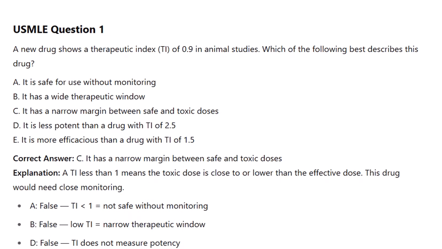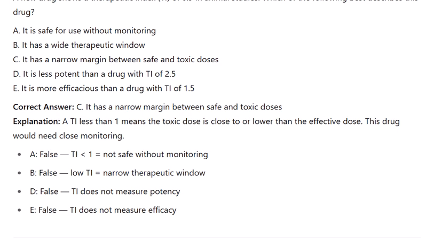Correct answer, C. It has a narrow margin between safe and toxic doses. A TI less than 1 means the toxic dose is close to or lower than the effective dose. This drug would need close monitoring. A. False. TI of 1 equals not safe without monitoring. B. False. Low TI equals narrow therapeutic window. D. False. TI does not measure potency. E. False. TI does not measure efficacy.